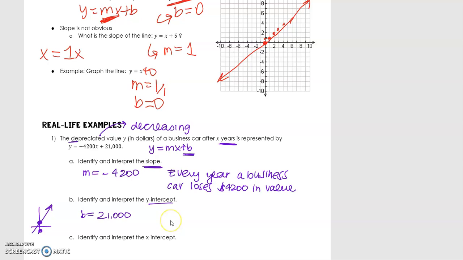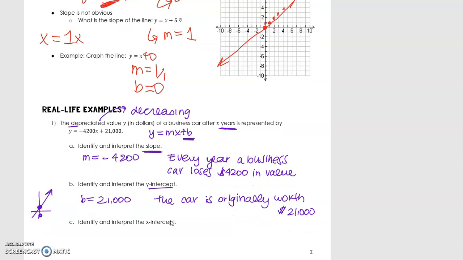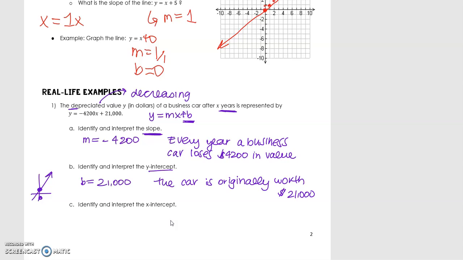So in this situation, the car is originally worth $21,000. Okay, that's how much it started. That's how much it cost originally. And now, ever since time is going on, the value is decreasing. And then the last part is identify and interpret the x-intercept.